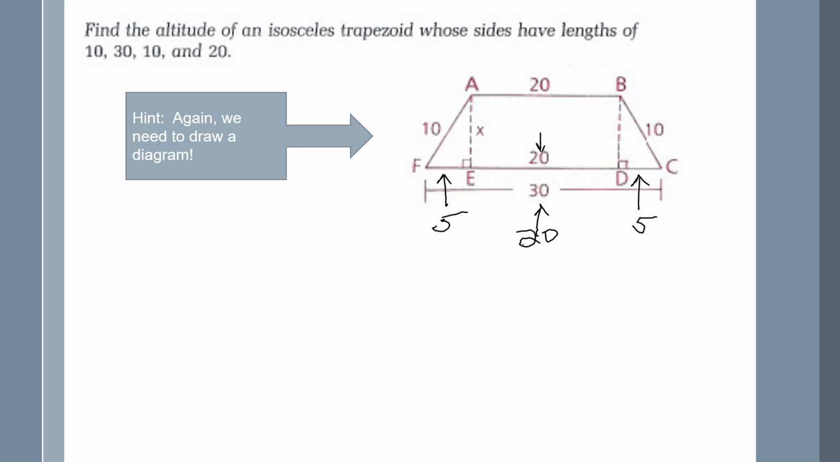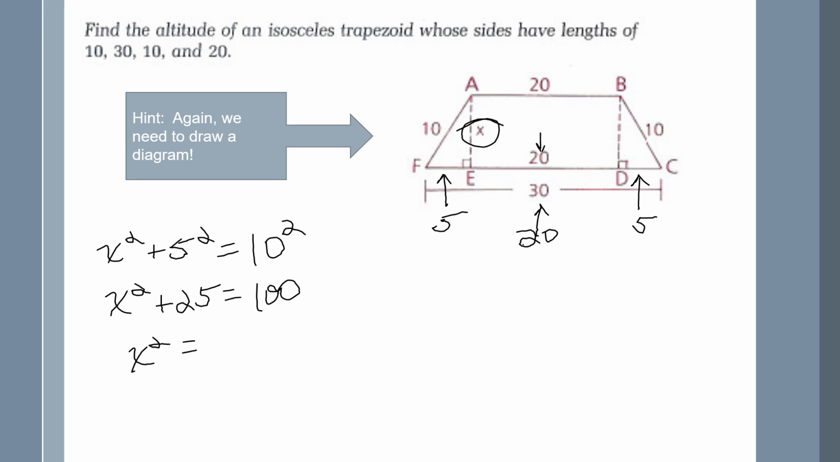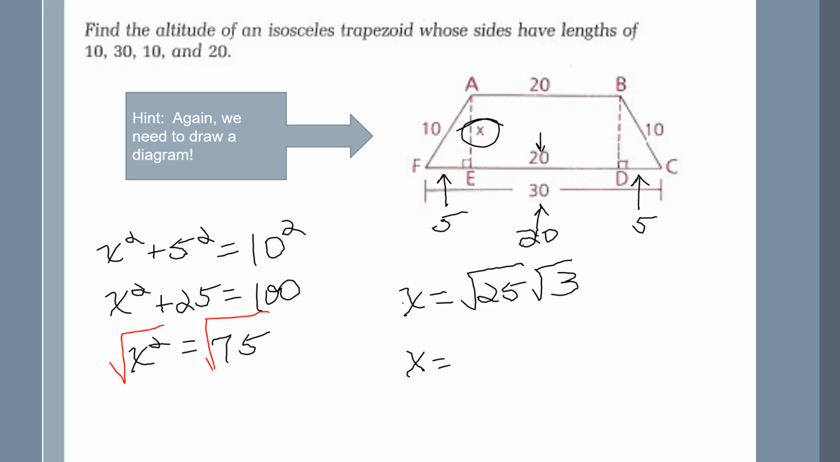So I've got to find now the altitudes. I could just pick one or the other, and I'm just going to work here with this one, x. If this is 5, then x squared plus 5 squared equals 10 squared, right? 10's the hypotenuse. So x squared plus 25 equals 100. Therefore, x squared is equal to 75. Again, we take the square root of each side, and I get x is equal to the square root of 75, which is equal to the square root of 25 times the square root of 3. So my final answer is x is equal to 5 square root of 3.